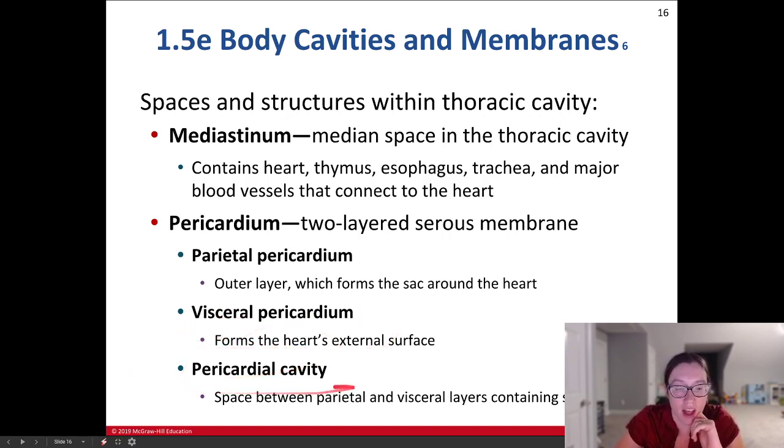And then the pericardial cavity is the space between the parietal and visceral layers that contains the serous fluid. So this serous fluid, we can call it the serous fluid of the pericardial cavity, or we can call it the pericardial fluid.